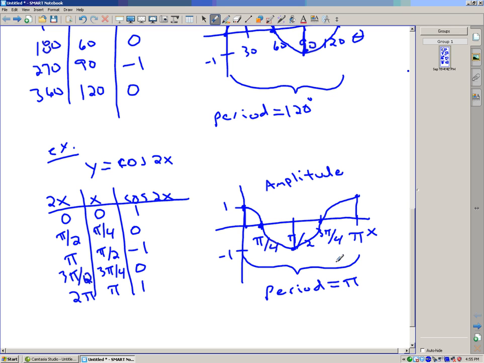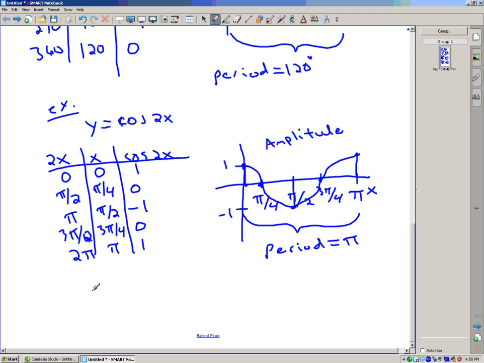Okay, so this is what we're going to say to close this out. We are going to say that the period of y equals cosine of bx is 360 degrees divided by b, or if we're dealing with radians, 2 pi divided by b. Notice that here we were dealing with radians. If we take 2 pi divided by that number 2, which is the number in front of the x, we get our period of pi.